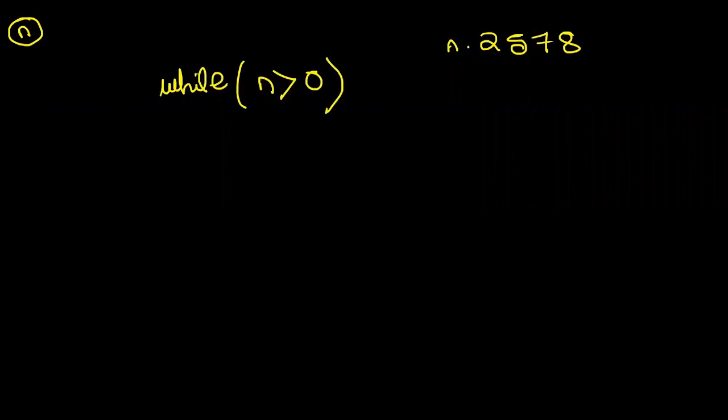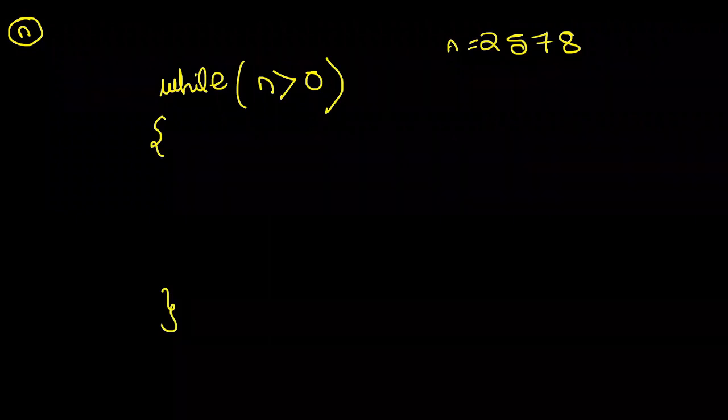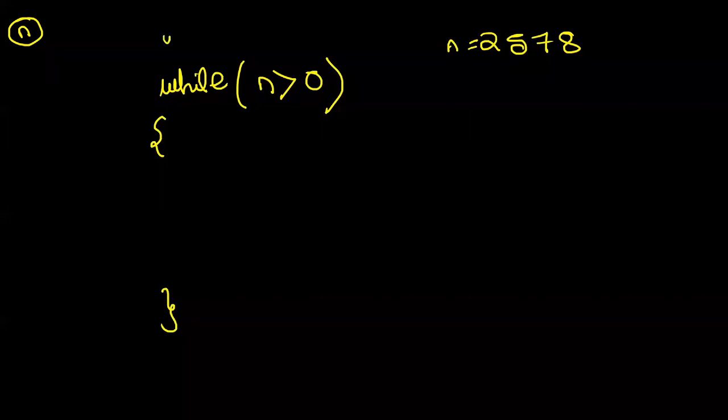See, right now the value of n is 2578. I am telling you, till the number n is greater than 0, it means we have a number to process. Okay. As long as the value of n is greater than 0, that means we have a number that we want to process. Okay. And outside this loop only we have a sum initially equal to 0. Now when I come inside the loop, I know that the number n is greater than 0.